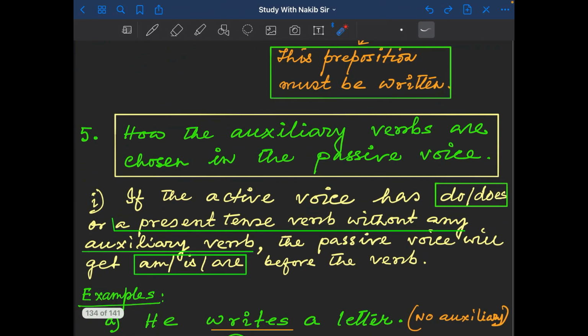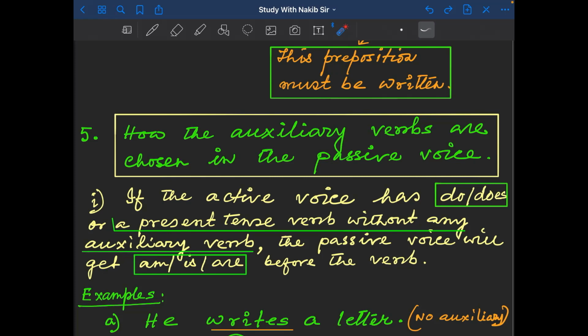the most important part is how the auxiliary verbs are chosen in the passive voice. The most important question. The question is about the choice of auxiliary verbs in the passive voice. Sir, how can I understand which auxiliary verb or verbs will be used before the verb in the passive voice? This is the question.